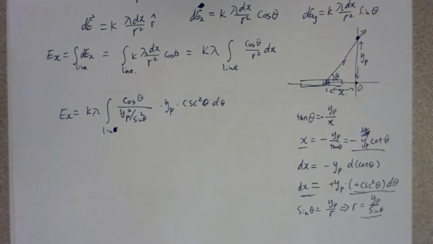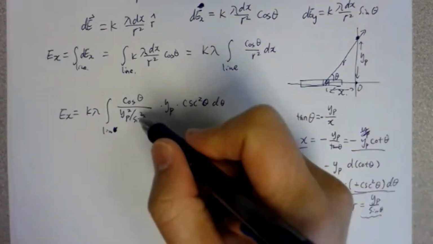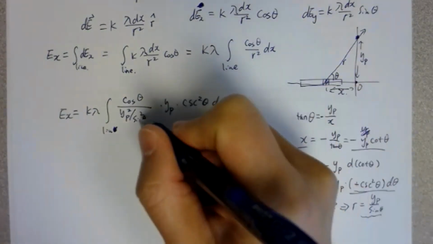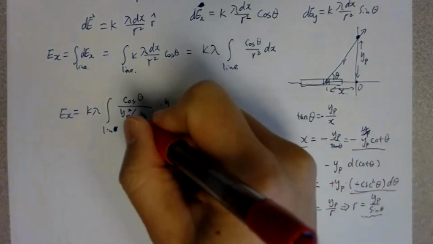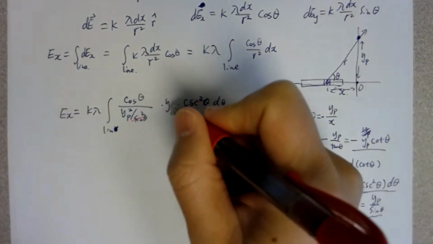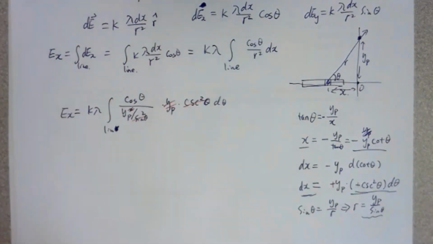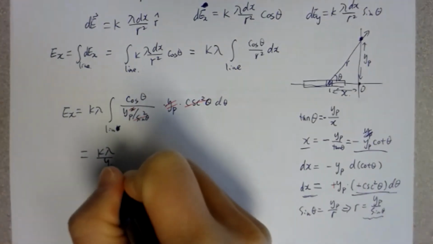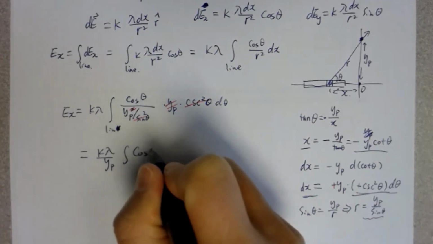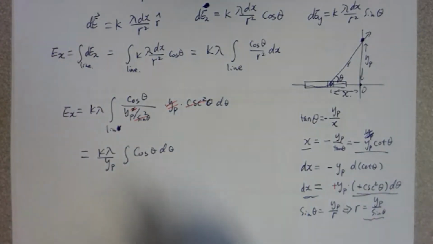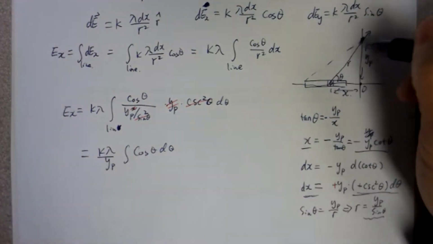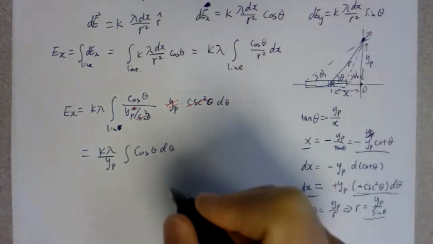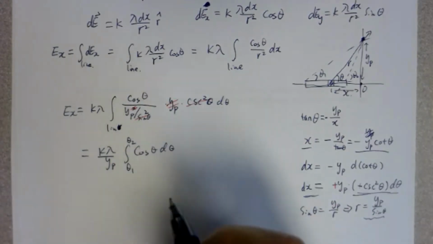Okay, so 1 over sine theta is cosecant. Excuse me. So then there's cancellation there. This guy and this cancel. Yp here will cancel out the square, so you still have yp down there. Okay. So then your integration becomes k lambda over yp times the integration of cosine theta d theta. And then theta will go from theta 1 through this angle of theta 2. Okay, so that's your integration from theta 1 to theta 2.